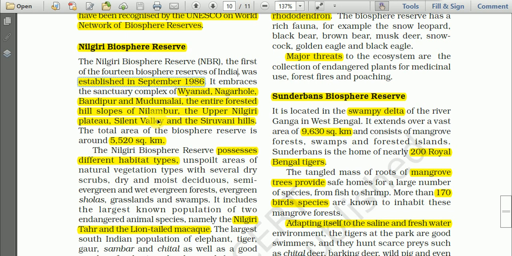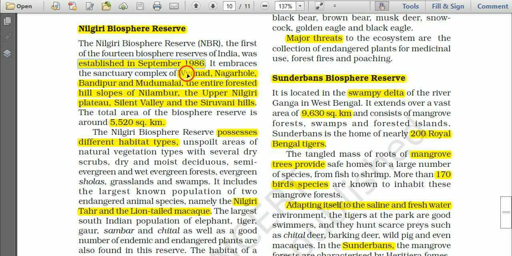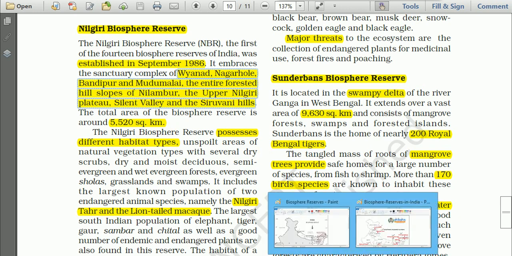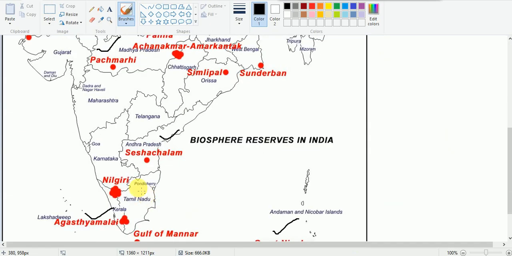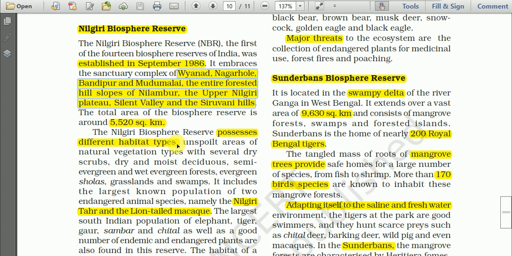It embraces the sanctuary complexes of Wayanad, then Nagarhole, Bandipur, Mudumalai, the entire forested hill slopes of Nilambur, then Upper Nilgiri Plateau, Silent Valley, then Shirubani Hills. About the location, I have already indicated. It is here, Nilgiri Biosphere Reserve. The total area of the Biosphere Reserve is around 5,520 square kilometers.